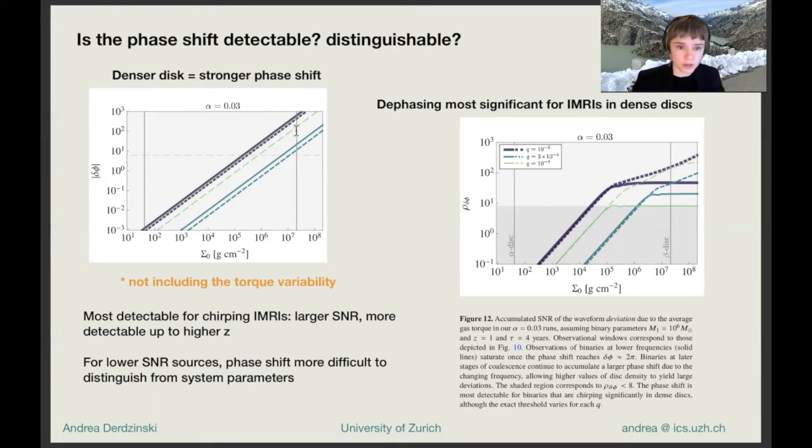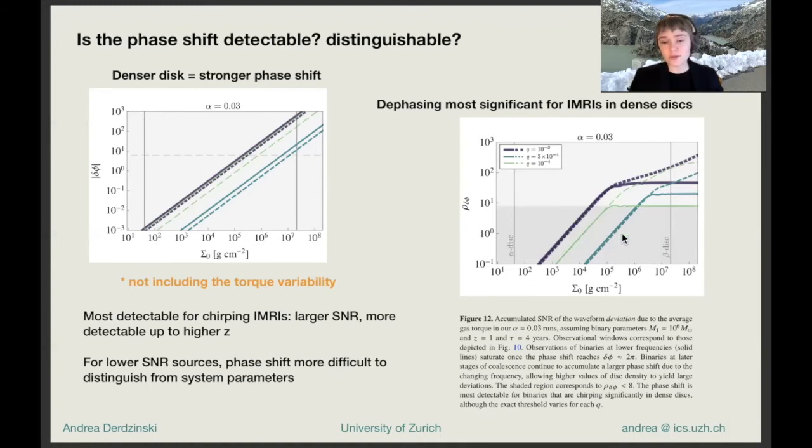And so here, if you look at the total phase shift as a function of sigma, you can see in what regime it becomes substantial or detectable. A better estimate of detectability is shown on the right, where this is basically an SNR of the deviation, or a measure of how different your two waveforms, the one in vacuum versus the one in gas, would be. And above a certain threshold, it's in principle detectable.